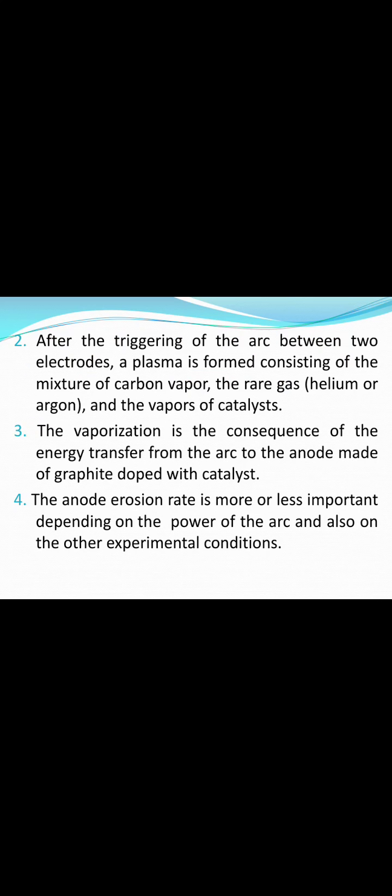After the triggering of the arc between two electrodes, a plasma is formed, consisting of a mixture of carbon vapor, the rare gas, that is helium or argon, and the vapor of the catalyst. The vaporization is the consequence of the energy transfer from the arc to the anode, made up of graphite doped with catalyst. The anode emission rate is more or less important depending on the power of the arc and also on the other experimental conditions.